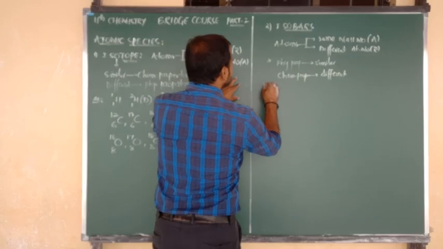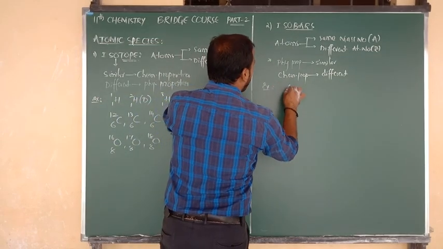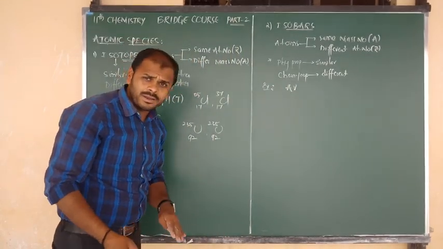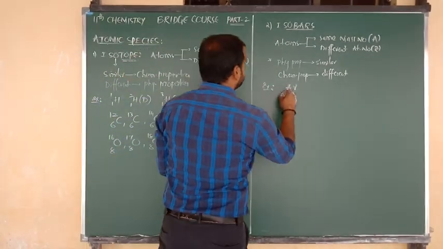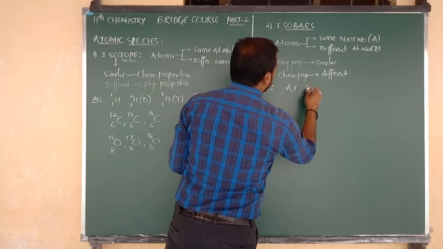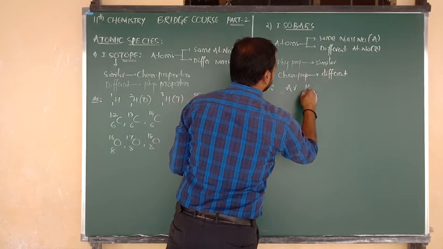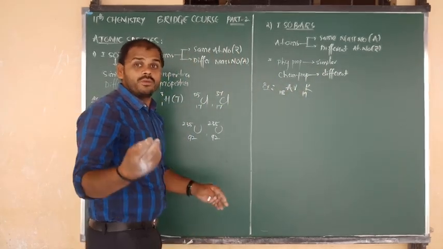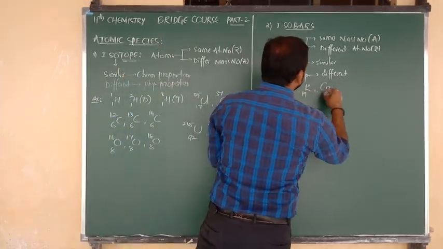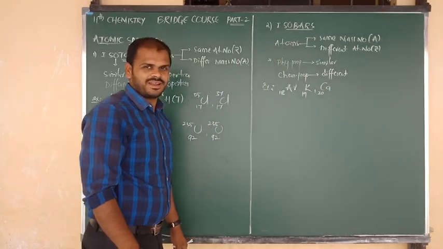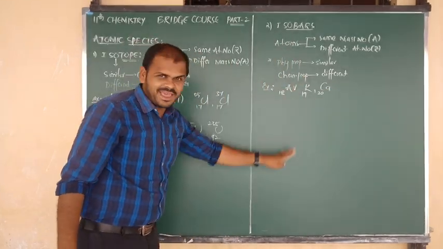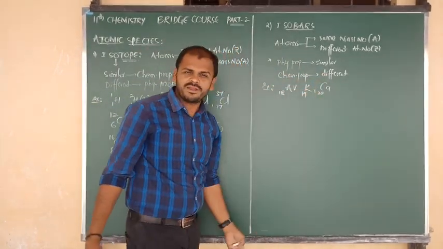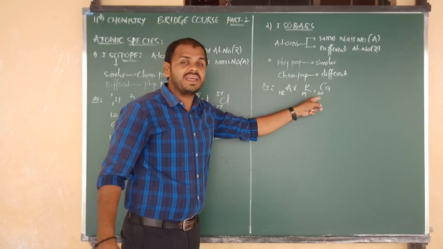So I'm going to show you some examples of isobars. Let me consider argon. What is the symbol of argon? Ar, atomic number 18. Next, potassium. What is the symbol of potassium? K, atomic number 19. Next, atomic number 20 is calcium. So argon, potassium, calcium are three different elements. Their chemical properties must be different because of their atomic numbers 18, 19, 20.